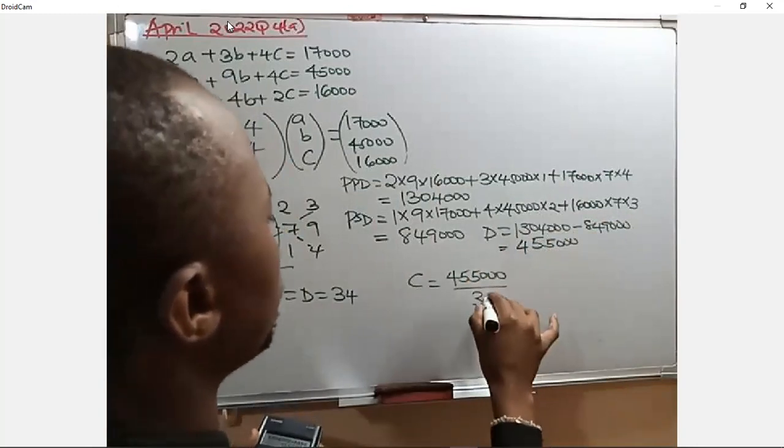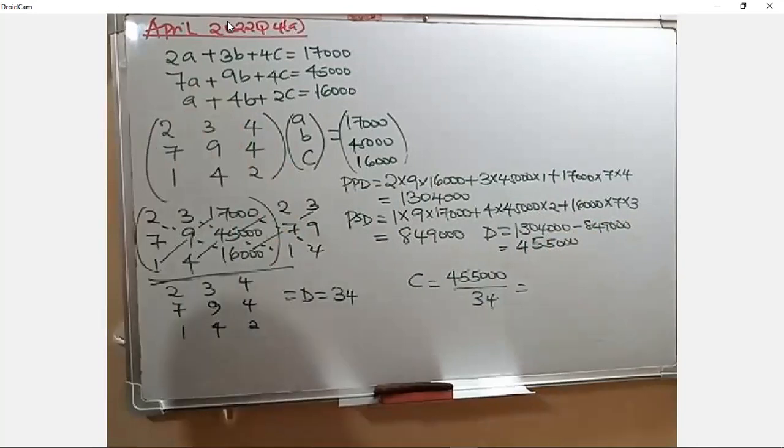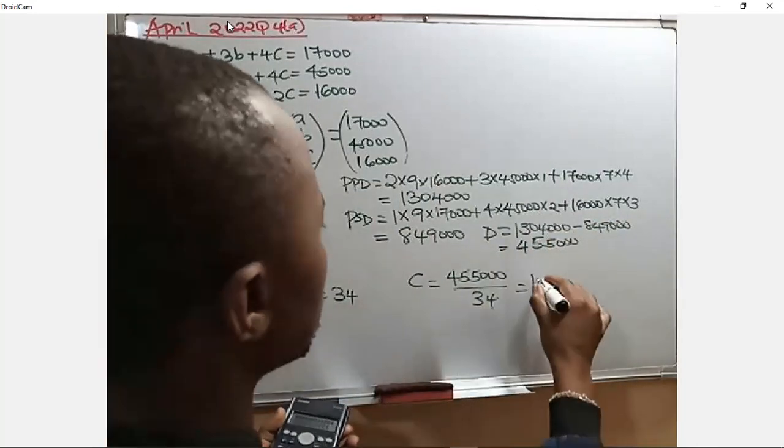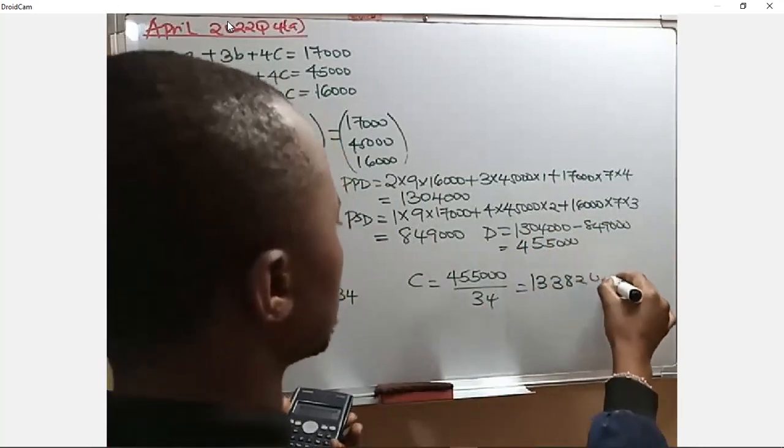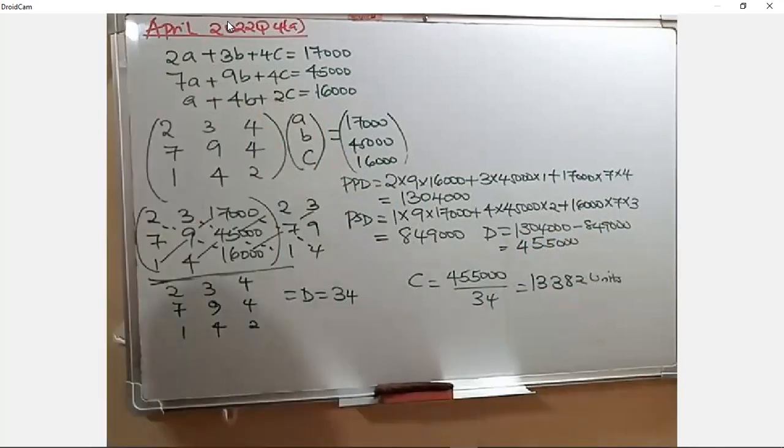You divide here by 34. And I'm getting 13,382 units. That is how you normally solve your problems using matrix algebra. And also you apply the Cramer's rule in that manner.